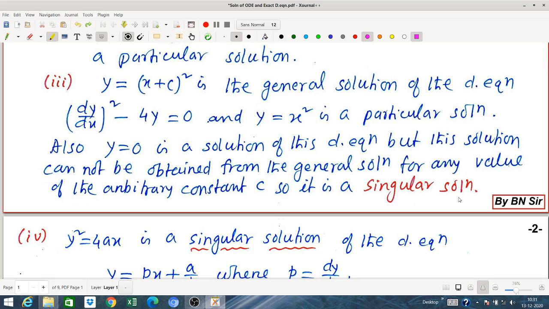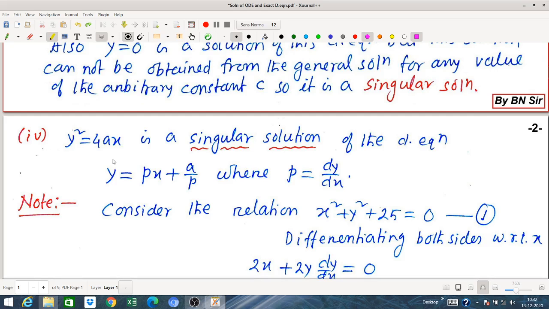So it is a singular solution. Why? You may say that if I put x equal to minus c, then we are getting 0. But that means c equal to minus x. But c is an arbitrary constant. You cannot take c equal to minus x. You cannot take c equal to x. You have to take a constant. That's why y equal to 0 cannot be obtained from this general solution. But yet y equal to 0 is a solution. We see that. So this is a singular solution. Of course, it is a trivial one, an obvious one.